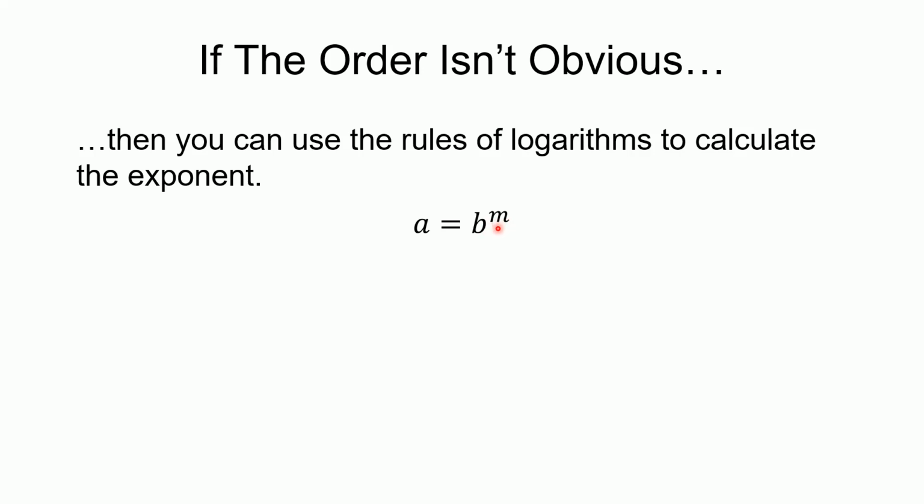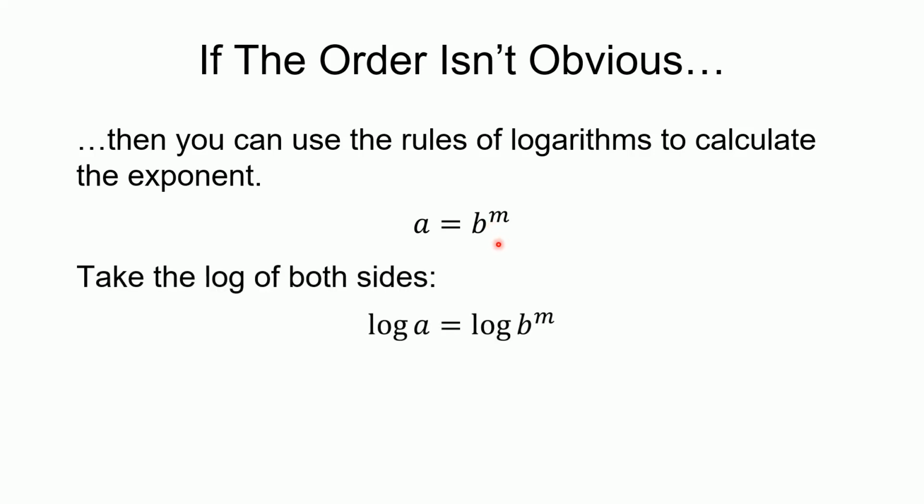So now what we want to do is take the logarithm of both sides of this equation, and when we do, we get this. So log of a is equal to the log of b to the m power. One of the rules of logarithms is that we can take this value of m and move it around to the front of that logarithm. And so that gives us this. So log of a is equal to m times the log of b. Now we can just divide both sides by the log of b, and that will give us this.